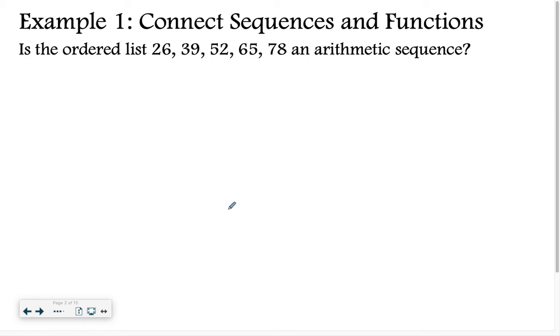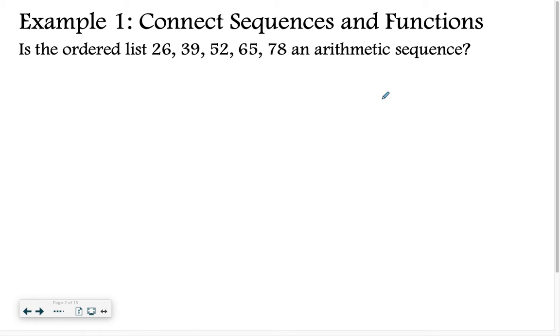A sequence is any ordered list of numbers that form a pattern. What that means is I can't change the order the numbers are in. I can't say, I'm going to do 39 first and then 65, and I feel like 26, maybe 78, and you know what, I'll end with 52. That is not an option. So with sequences, the order matters.